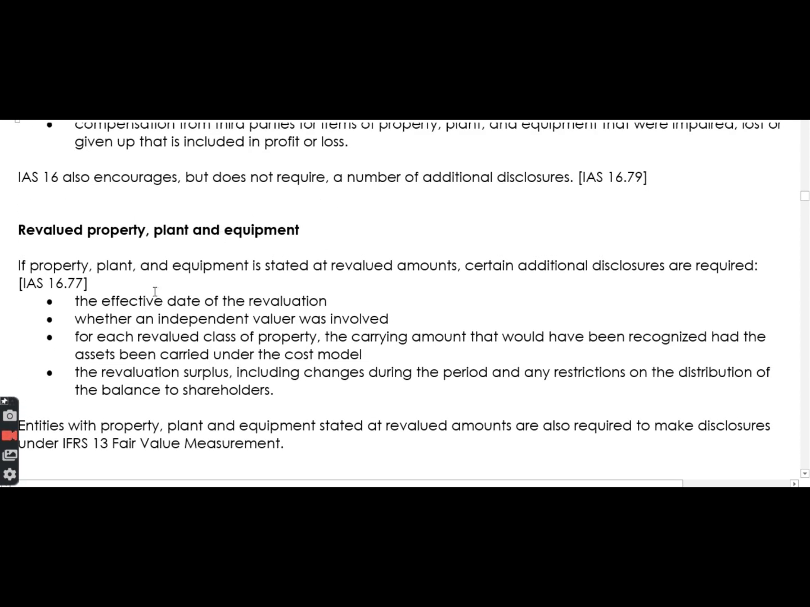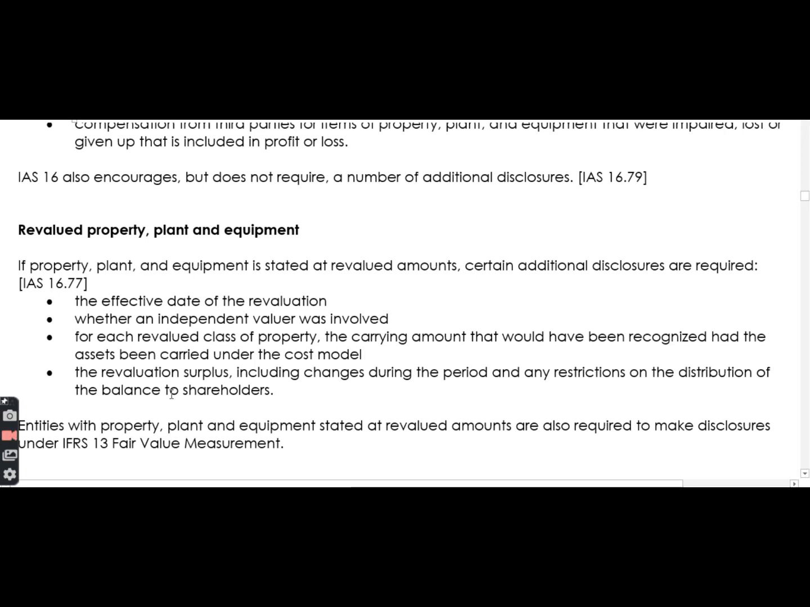Okay, for revalued property, plant, and equipment, there will be other disclosures such as the effective date of the revaluation, whether an independent valuer was involved, because generally, if we're going to talk about revaluation, this should be revalued by an independent party. Okay? For each revalued class of property, plant, and equipment, the carrying amount that would be recognized had the asset been under cost model. So basically, if you are using revaluation model, you also need to make computations as if you are using cost model. However, the other way around is not applicable. If you are using cost model, you do not need to make computations under revaluation.